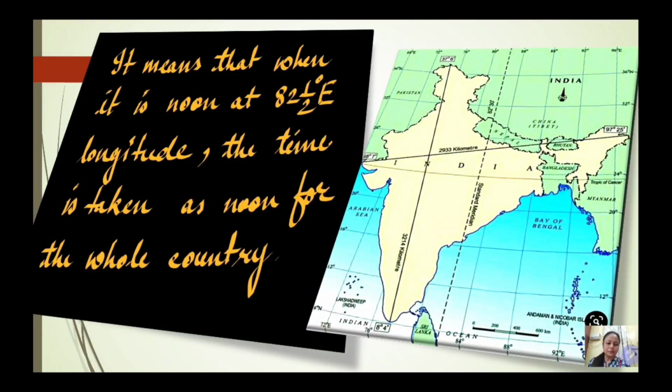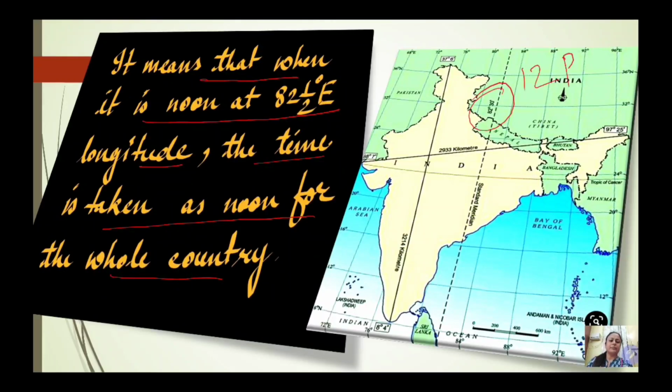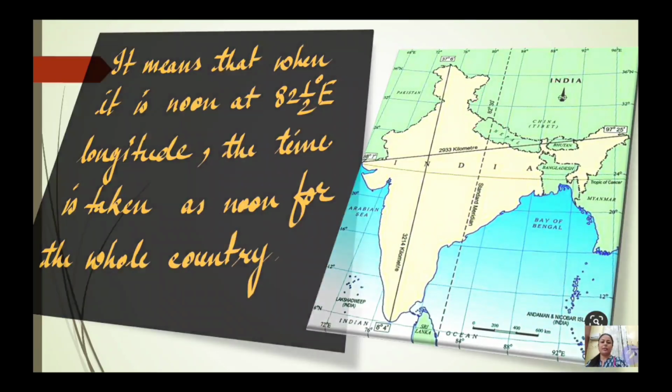See this map? It means that when it is noon at 82.5 degree east longitude, the time taken as noon for the whole country. So this is just an explanation. When it is noon, 12 p.m., then all over the country has the time that is 12 p.m. So the whole country follows the local time of the standard meridian, that is 82.5 degree east.